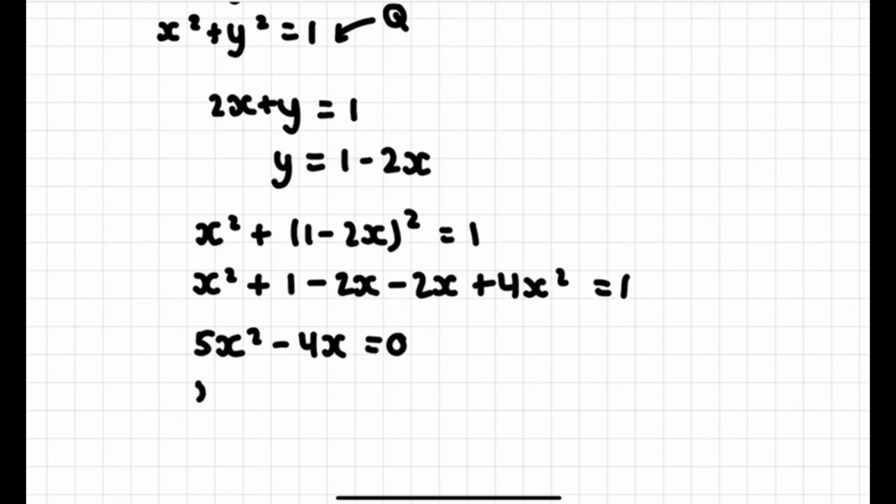Factorising this gives x brackets 5x minus 4 equals 0, meaning that x is either equal to 0 or equal to 4/5.